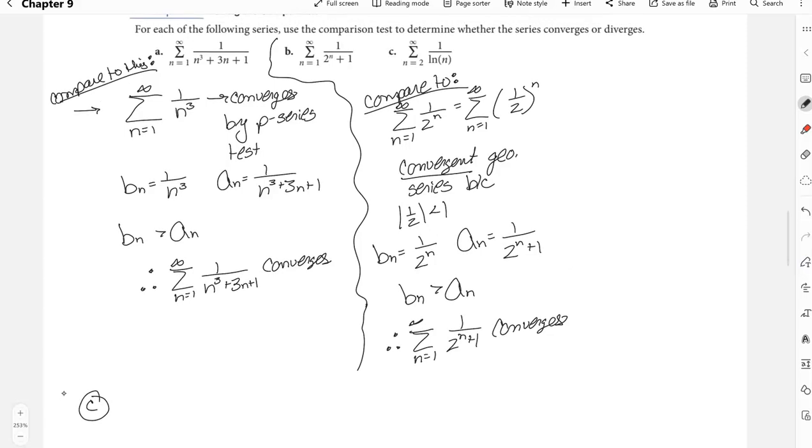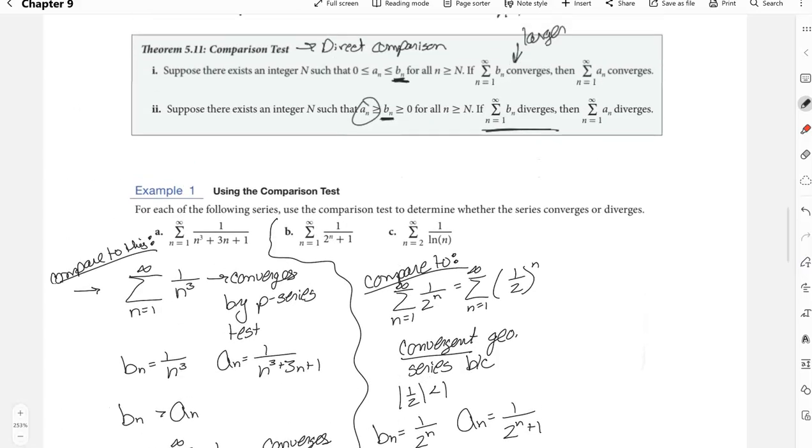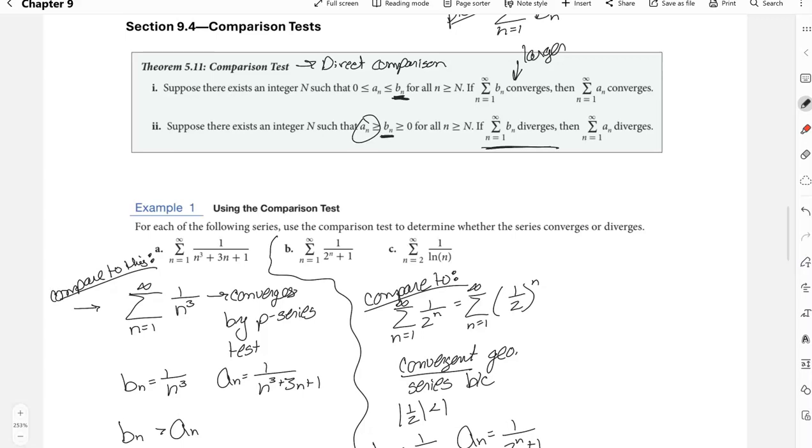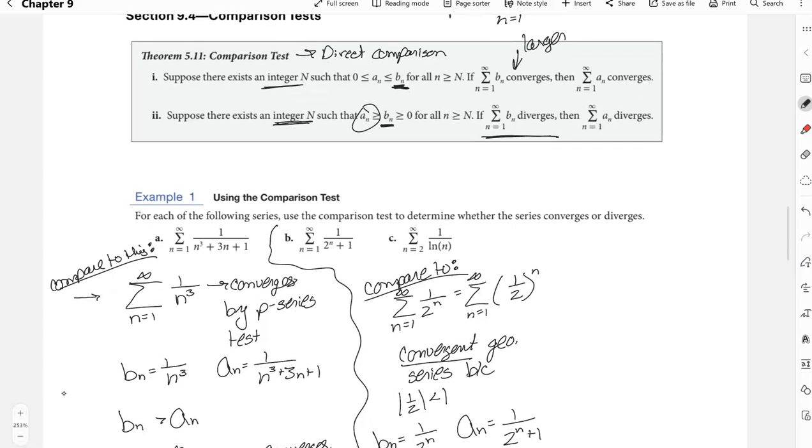Okay, the reason they cannot start at 1: ln of 1 is 0, and this would be undefined. It doesn't really matter where I start. What has to happen is that you've got to get past a certain point, and that's what that integer capital N means, where this is going to be a true statement. Either you're looking at a sub n is less than or equal to b sub n, or a sub n is greater than or equal to b sub n.